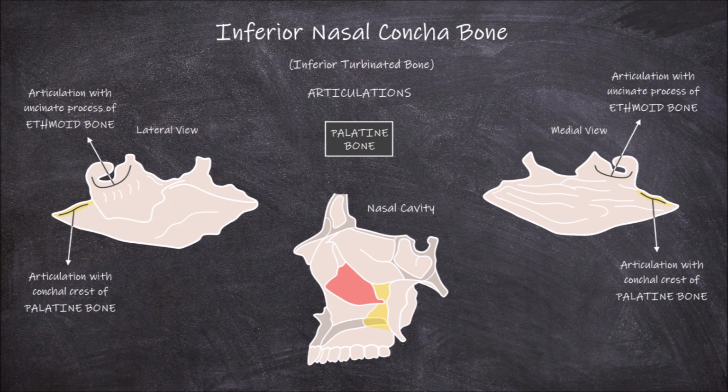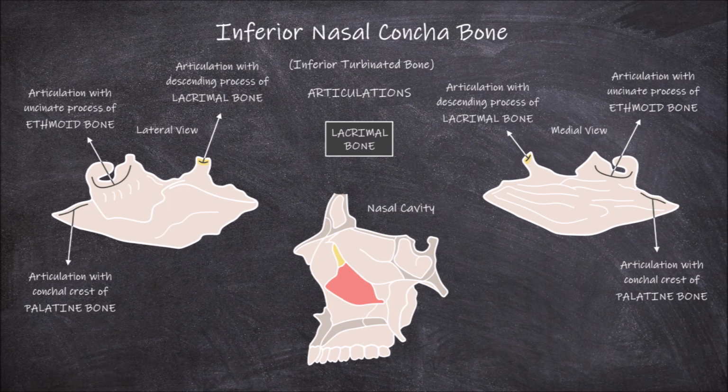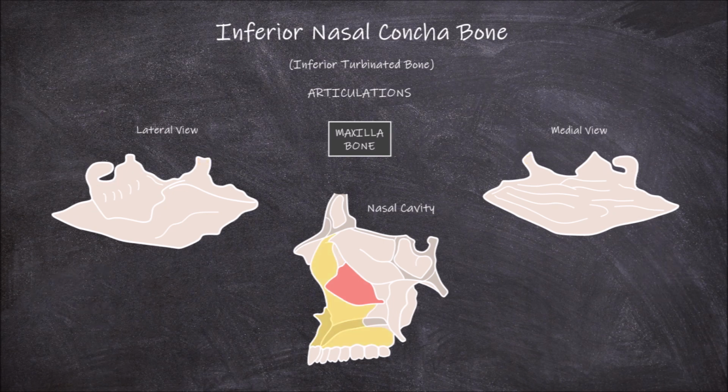The third articulation is with the lacrimal bone. The apex of the lacrimal process of this bone articulates with the descending process of the lacrimal bone. The fourth and final articulation is with the maxilla bone. The anterior region of the superior border of this bone articulates with the conchal crest of the maxilla bone.